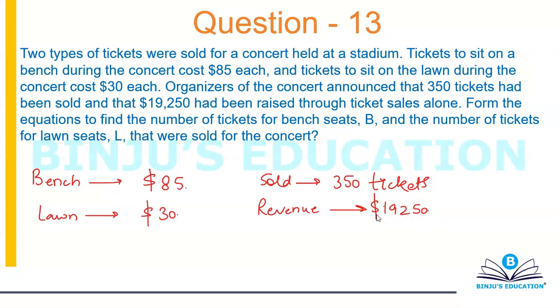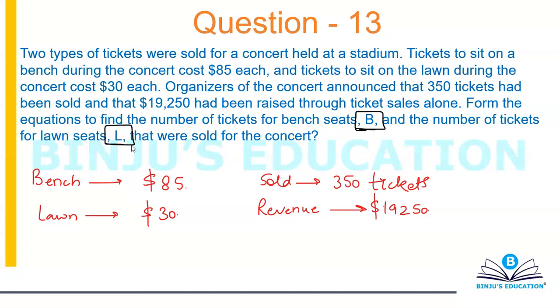From the information, form the equations to find the number of tickets for bench seats B and the number of tickets for lawn seats L that were sold for the concert. So we need to form the equations. The total number of bench seats is given by B, and the total number of lawn seats is given by L.